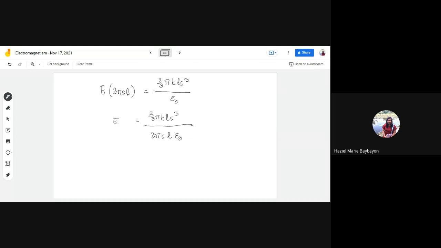So we can cancel this. We can also cancel this one. We can cancel L, and this one is squared, canceled. So E is equal to K S squared over 3 epsilon naught. Right?